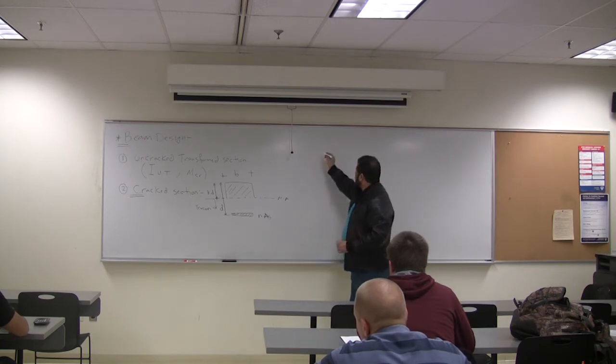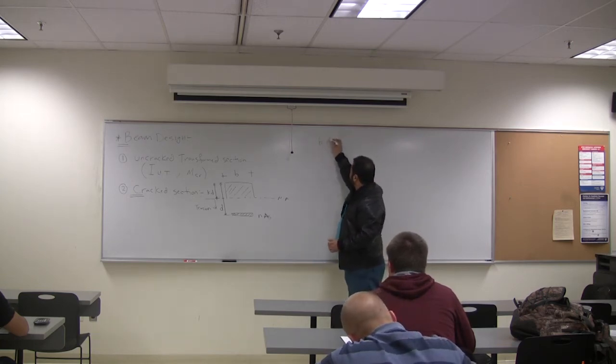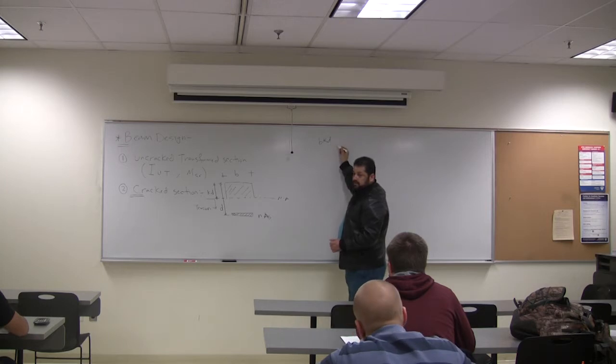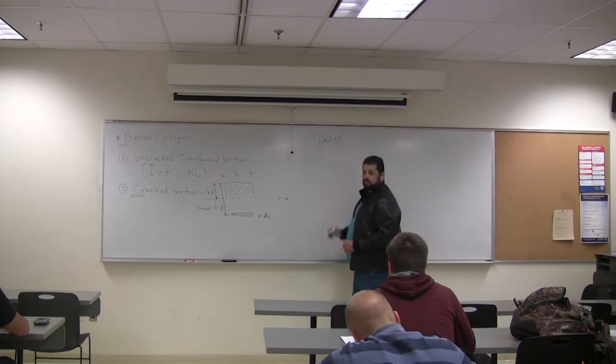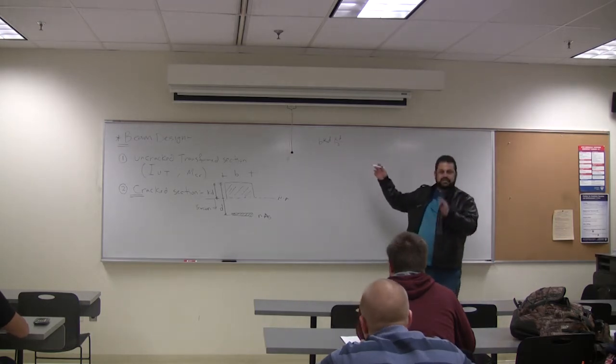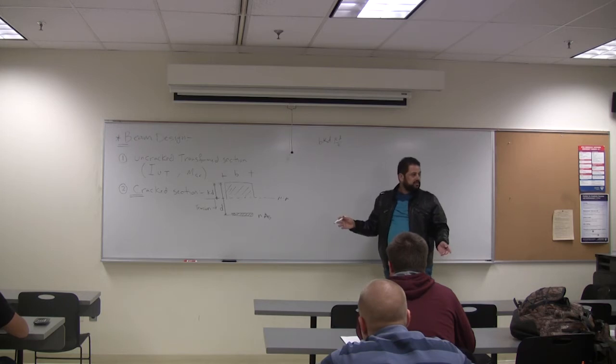Right? So I have B times KD, that's the area, BKD, times KD over 2. Yes, it's K times D. Don't get confused about what KD is. It's K times D. K is a factor less than 1.